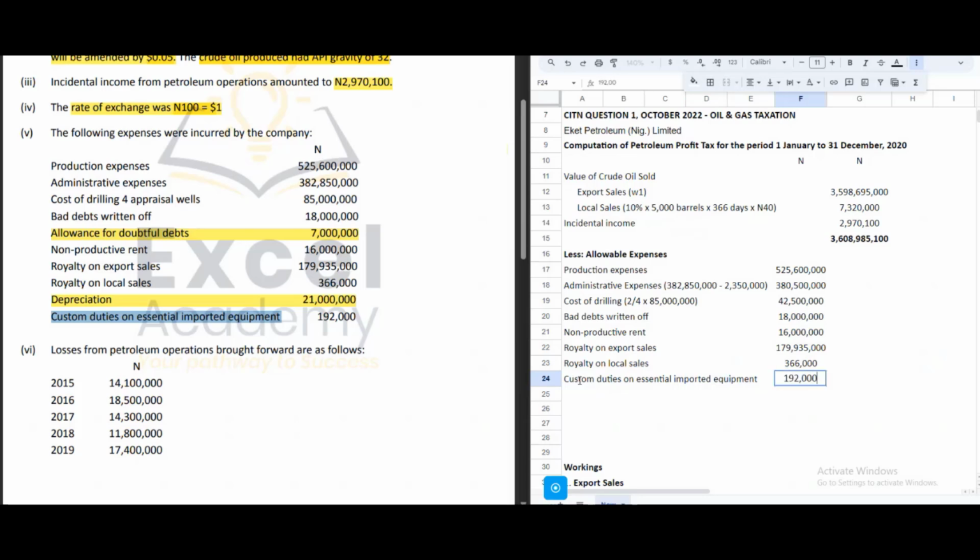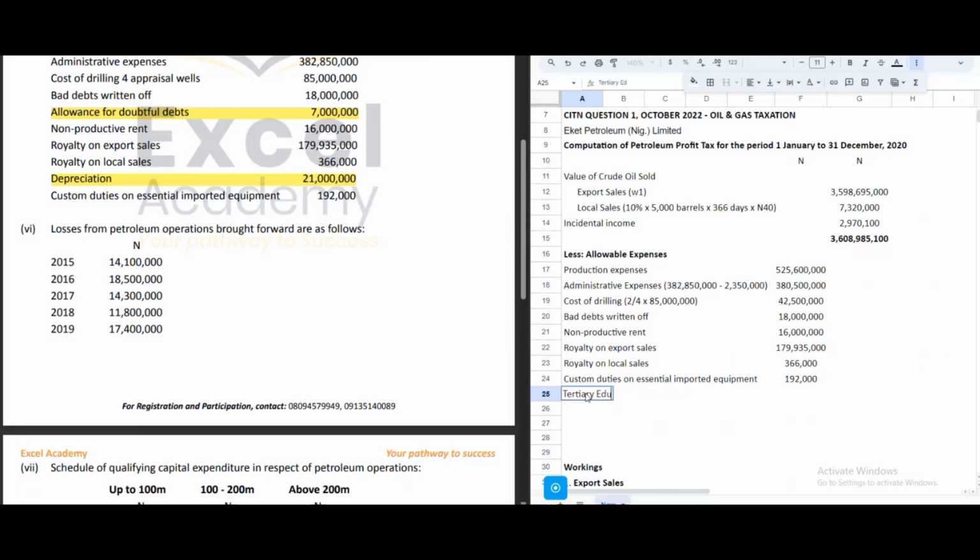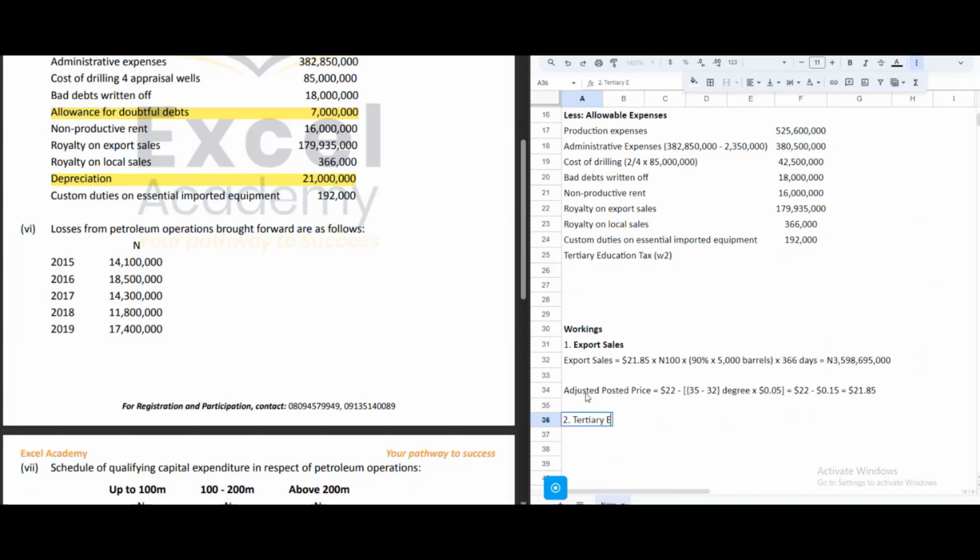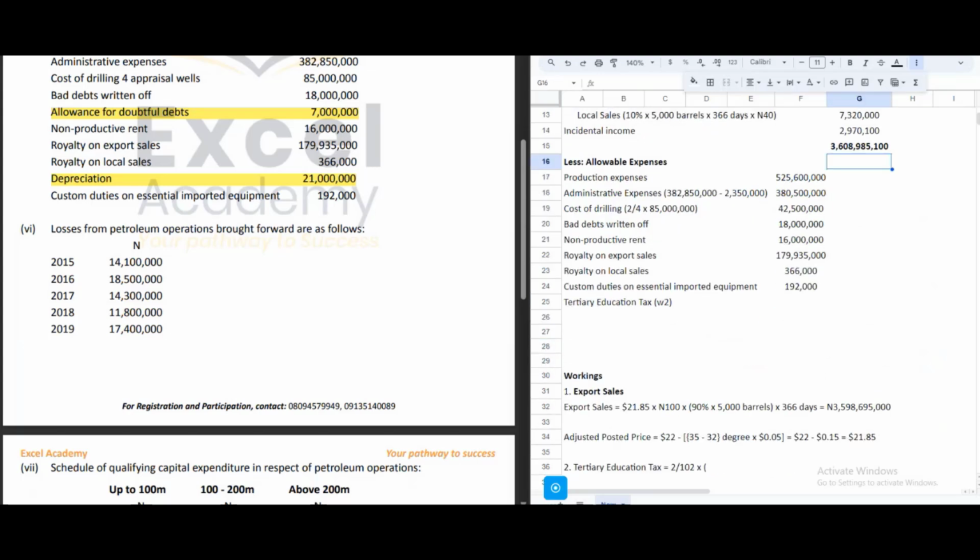That's 192,000. After that, now there's this one particular thing that we need to allow. What's that? Tertiary education tax, Province 2. So number 2, tertiary education tax. So that's 2/102 times the total revenue of 3 billion minus the total expenses. So yeah, we total all this together. We have 1,163,093,000. So 2 over 102 times the difference between these two.